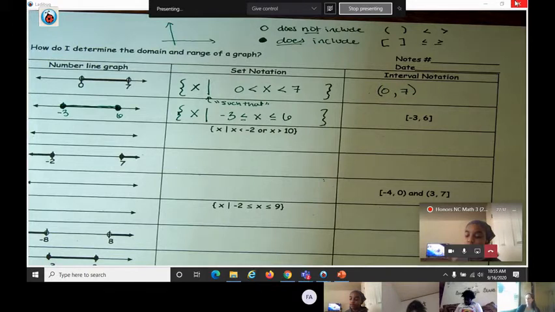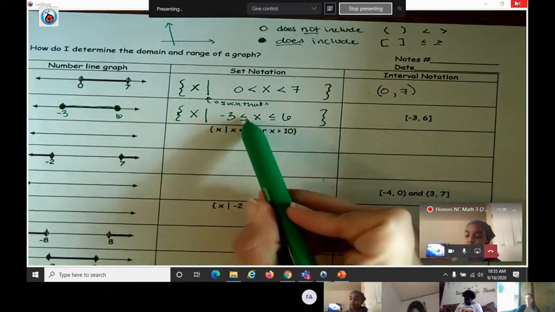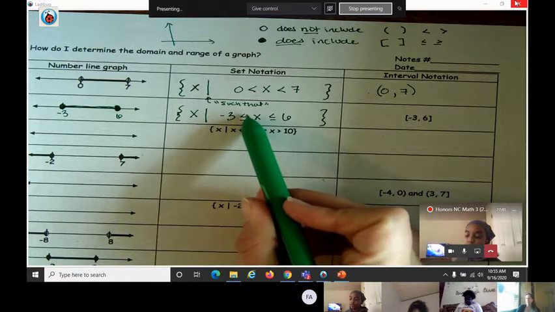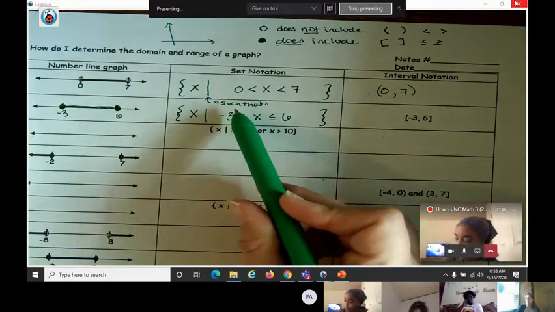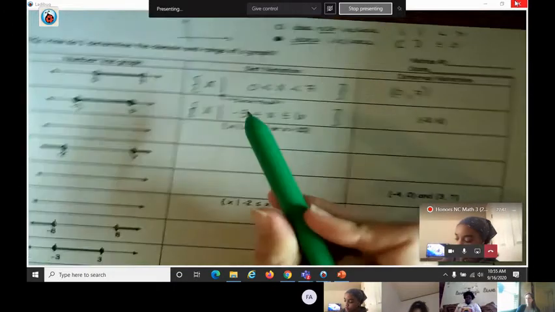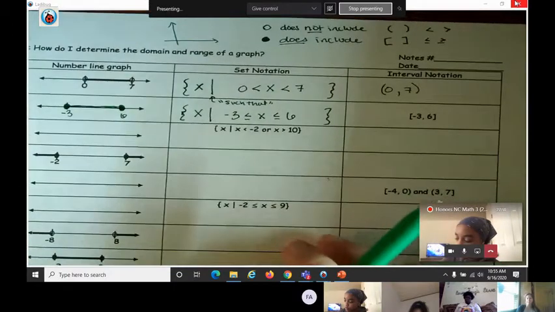Okay, and you can kind of remember this, the less than sign. If you bent the angle thing up, then it would look like an L. And greater than doesn't do that.